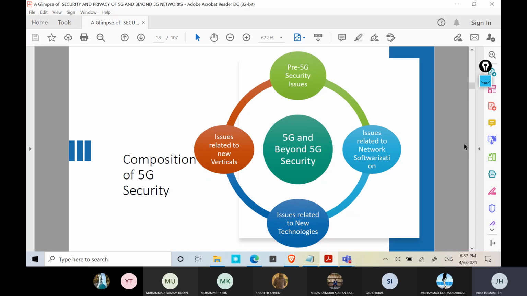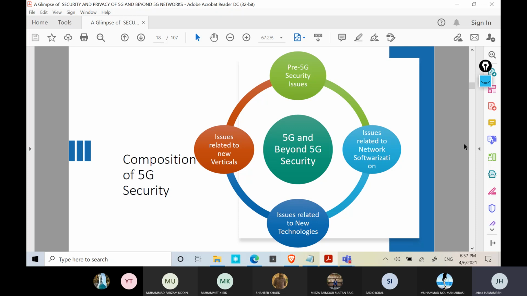The second is issues related to network softwareization. We talked about and mentioned the importance of moving the functionalities of the network from hardware to software, and this can bring some threats, some lapses, some gaps in the security. Due to these new technologies, new security threats are going to emerge. You need to understand these technologies and their threats before anybody else, and then know how to fix them and protect them, and even how to utilize these technologies to provide better secure wireless systems.